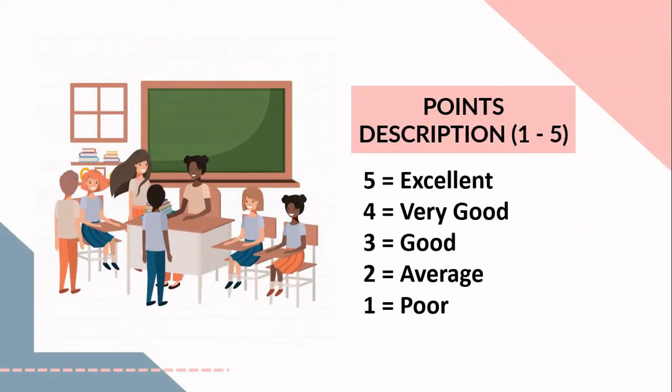So what do the pointers describe? The pointers that you can give out of 5 describe these criteria. So 5 describes excellent, 4 very good, 3 means good, 2 means average, 1 means poor. So this is what they define when you give 5 or 4 or 3 or 2 or 1.